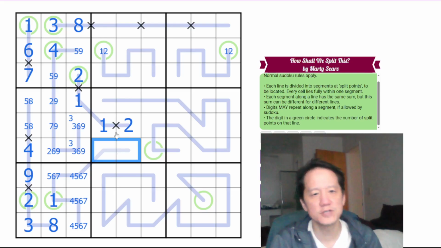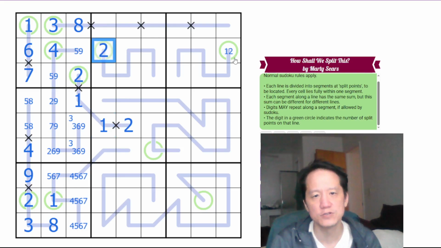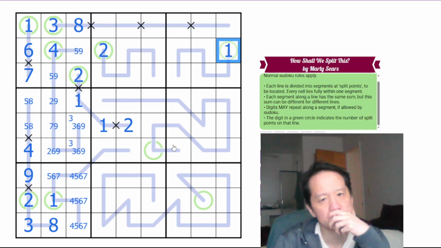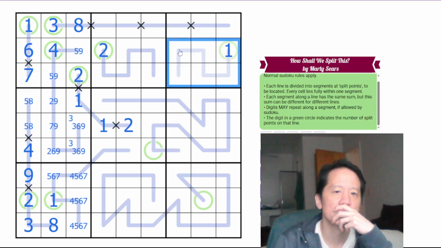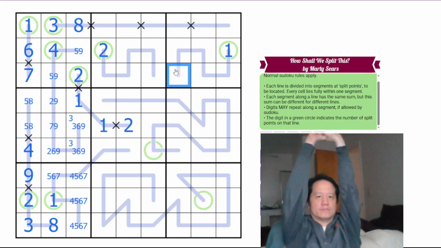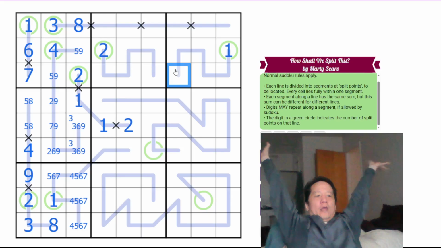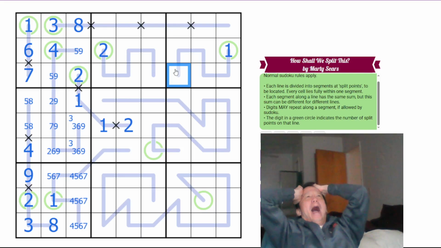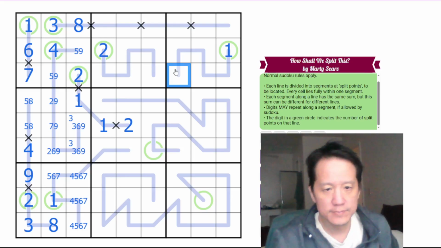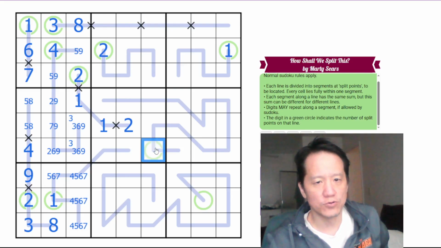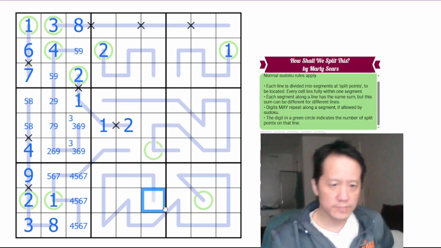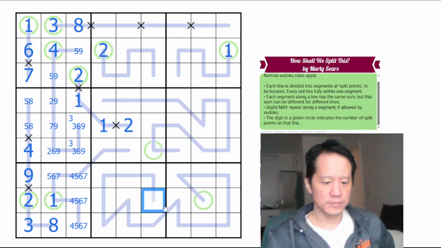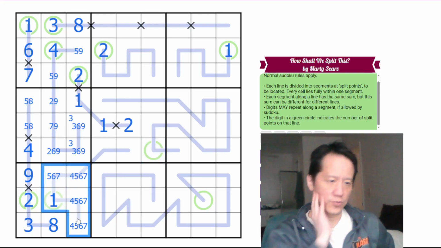This is a 1 here, so this can't be 1. So this is 2, but this is 1. This can't be 1, 2, or 4. It's at least 3. So again, this adds up to 23.